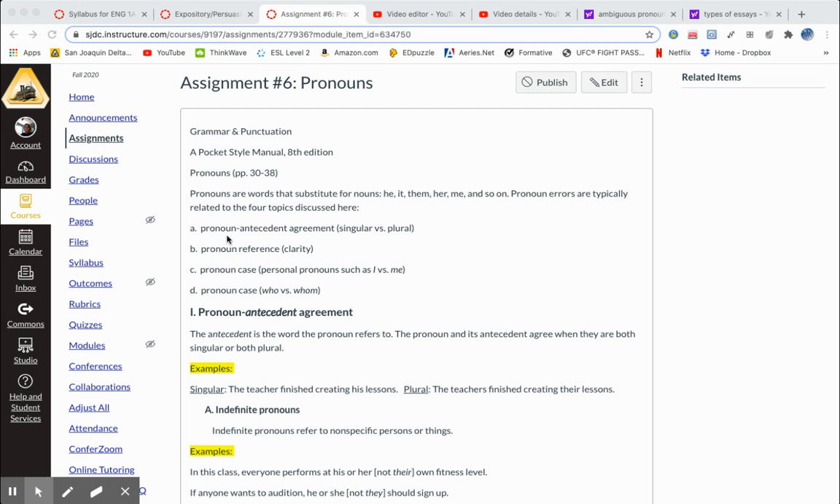First of all, pronoun antecedent agreement. Next, pronoun reference, then pronoun case, and pronoun case again. With C and D, pronoun case in C is the use of pronouns such as I versus me, and in D, in pronouns who versus whom.